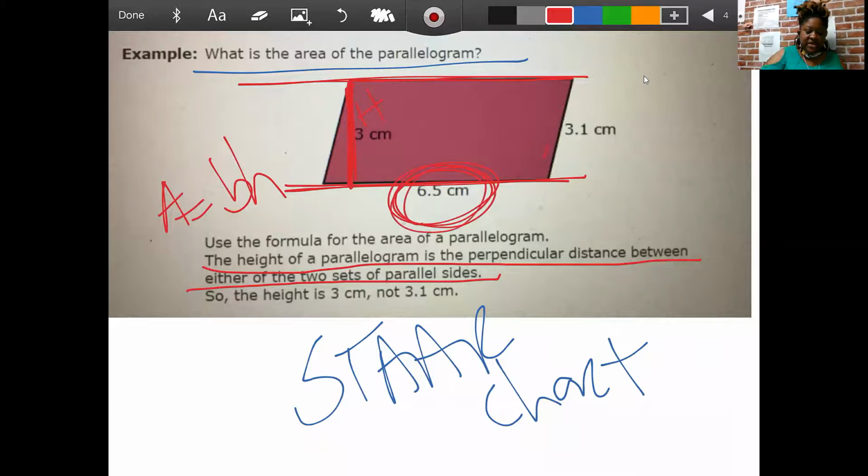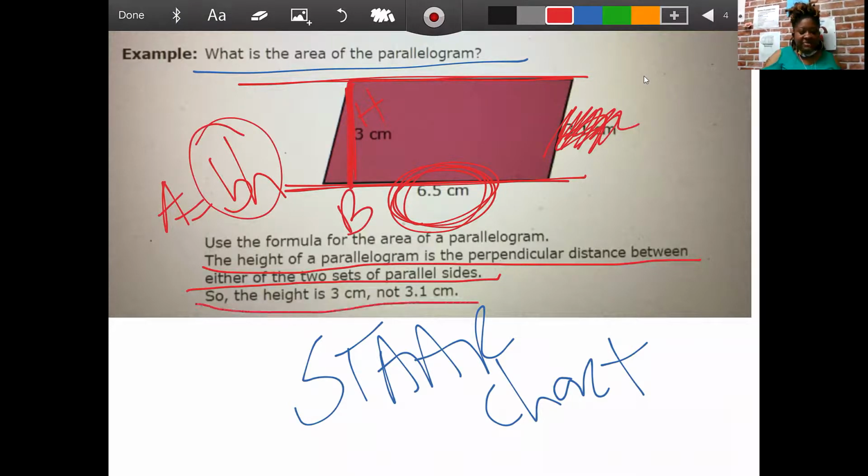Okay, so guess what? You don't need this number here. So this is your base, this is your height. And what does it tell you to do? Multiply them. So the height is 3, not 3.1, okay?